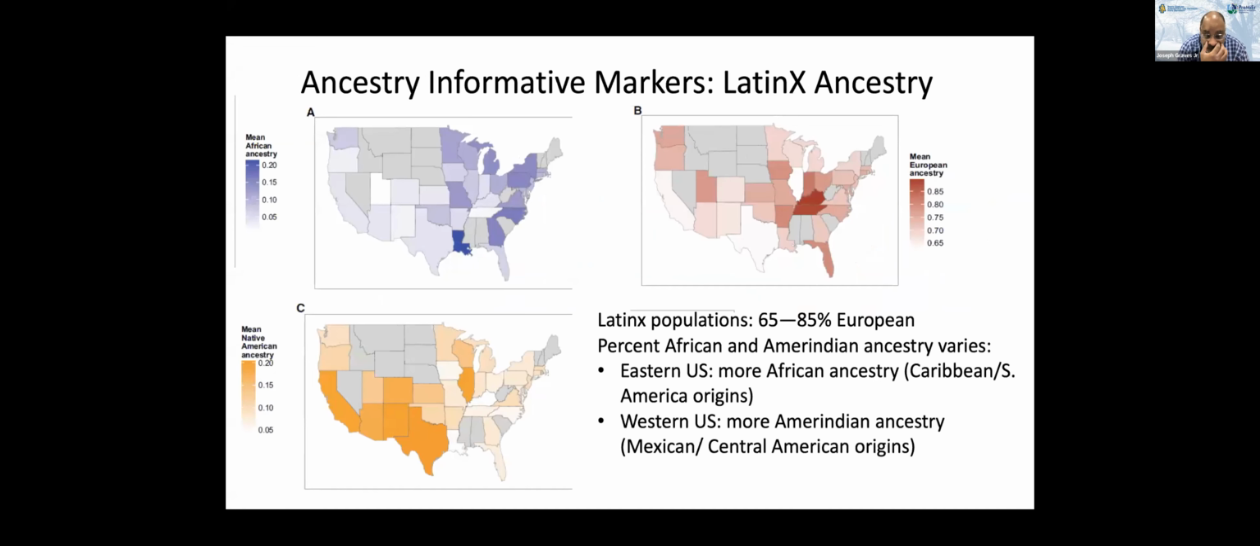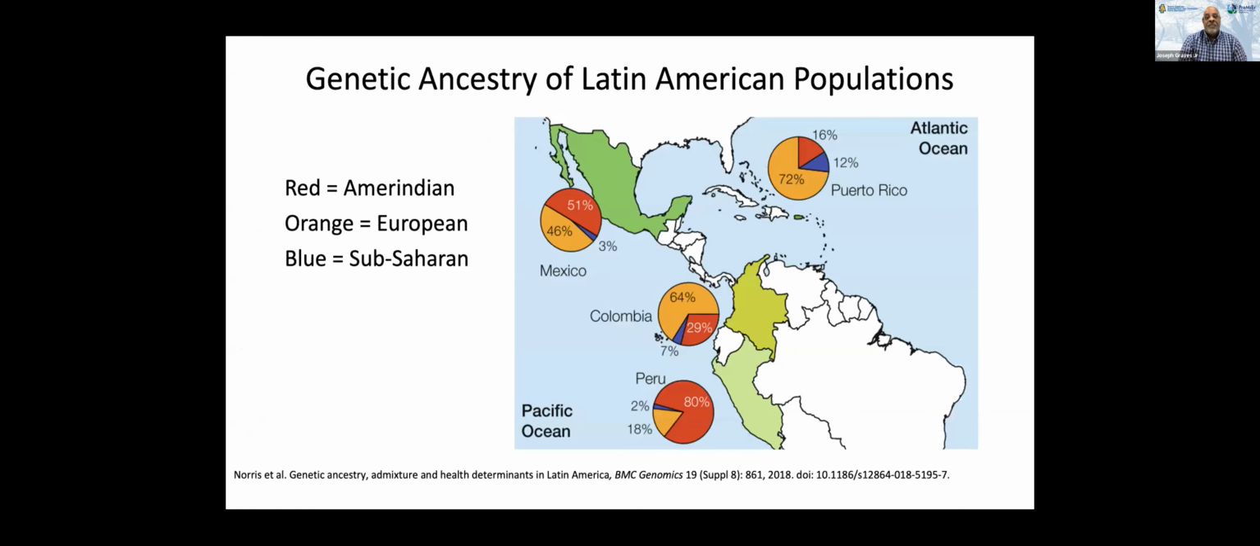Now, when we consider people in the Latino category, the admixture is more complicated because it's a tri-admixture between European, African, and Indian ancestry. And this can range between 65 and 85% European ancestry. And the next slide shows how this is even more complicated when we look at the Caribbean and Latin America.